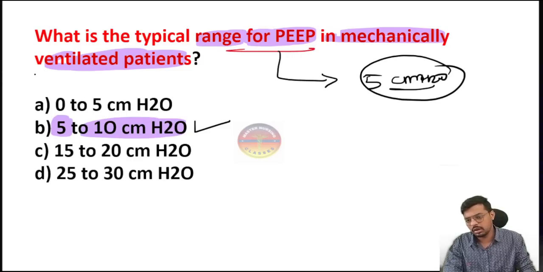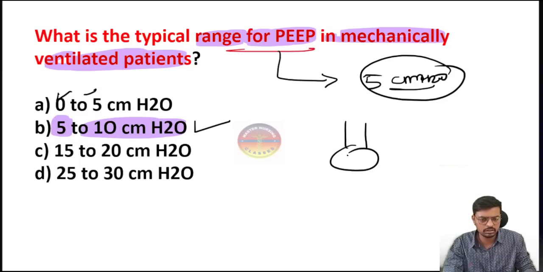Okay. So if an option says 0 to 5, but at the end of expiration the pressure is 0, it means the alveoli will collapse. So I'm not putting the answer as 0, so I'm eliminating option A. Then comes option C.